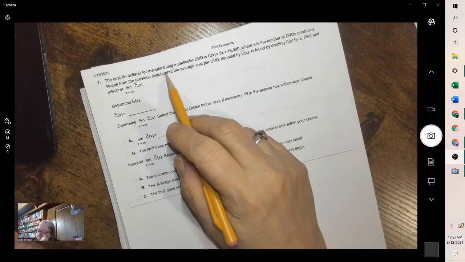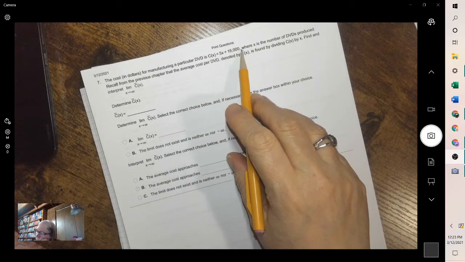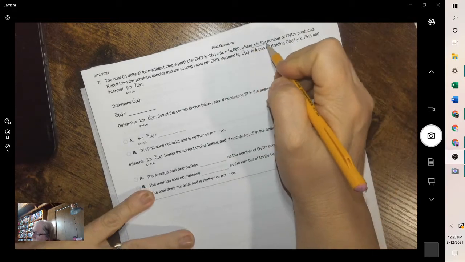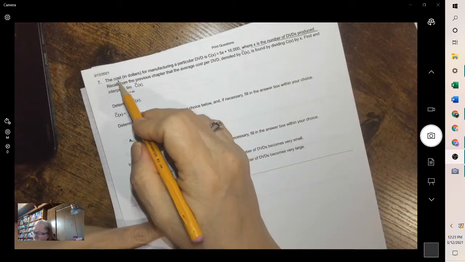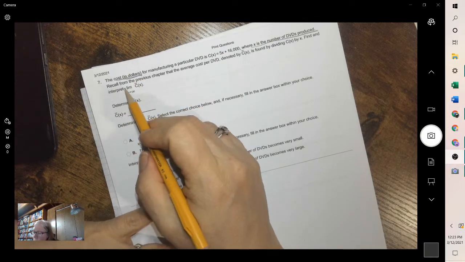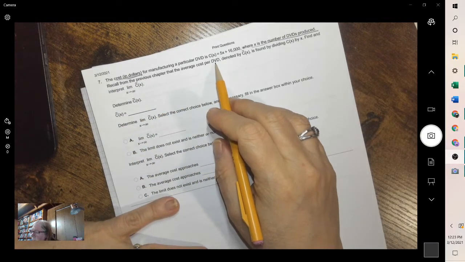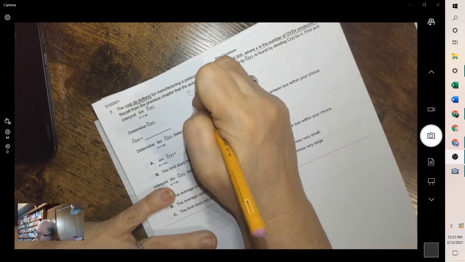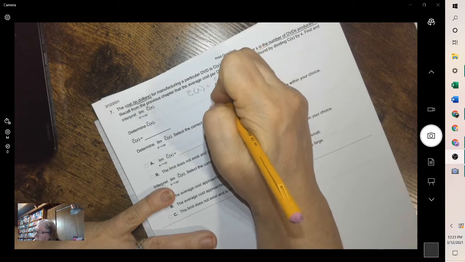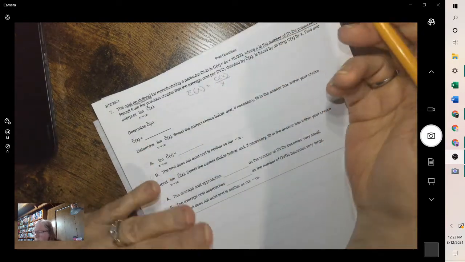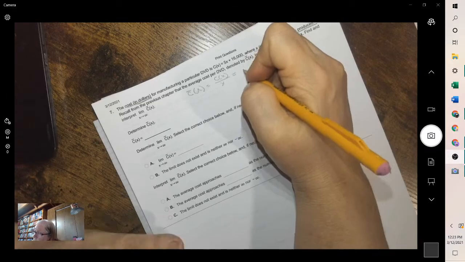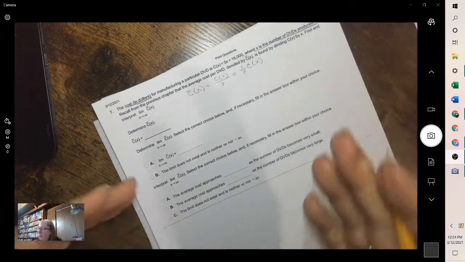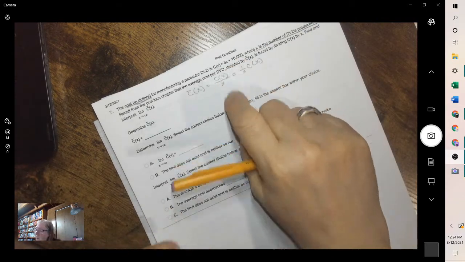The cost in dollars for manufacturing a particular DVD is 5x plus 16,000, where x is the number of DVDs produced, and its cost in dollars. Recall from previous chapters, the average cost of a DVD is this, and what that means is to find the average cost, you just take your cost function and divide by x. Or if you have a fraction, it's easier to multiply by 1 over x. But either way, in this case, since it's linear, I would just divide by x.